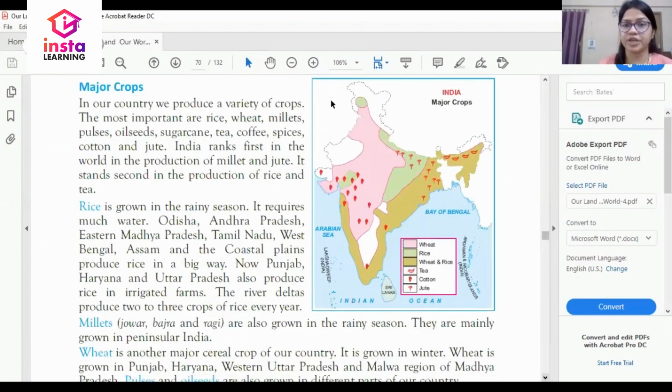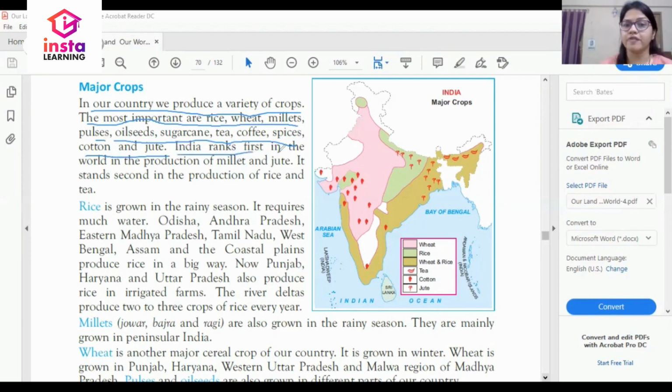Let's discuss major crops. What are the major crops? In our country, we produce a variety of crops. The important ones are rice, wheat, millets, pulses, oilseeds, sugarcane, tea, coffee, spices, cotton and jute. हमारे कंट्री में बहुत सारी वैरायटी ऑफ क्रॉप्स हैं, जिसमें से इम्पोर्टेंट कौन से हैं? राइस, wheat, millets, pulses, oilseeds, sugarcane, tea, coffee, spices, cotton and jute.